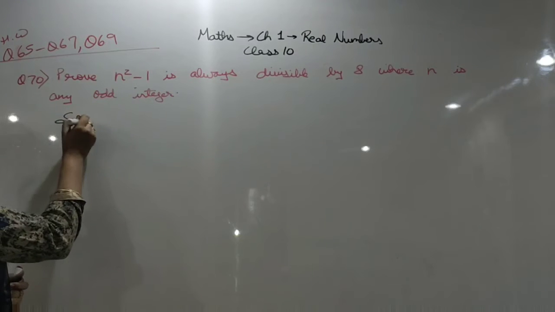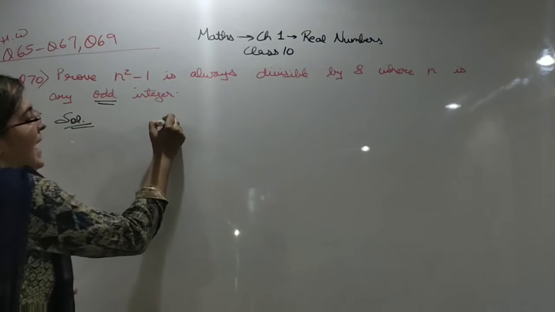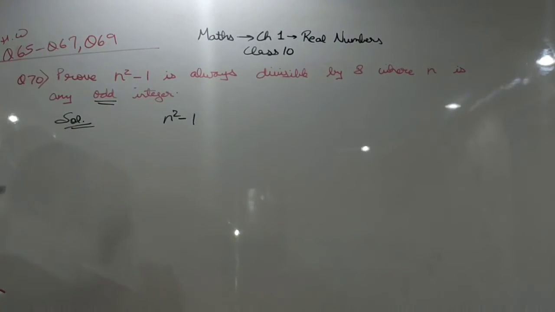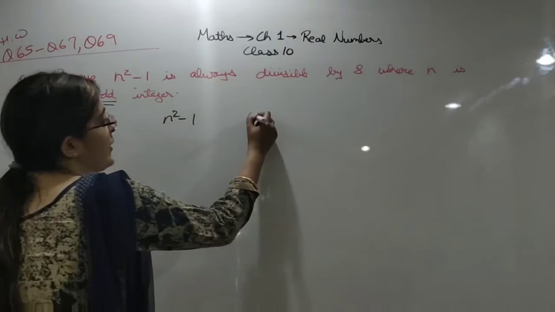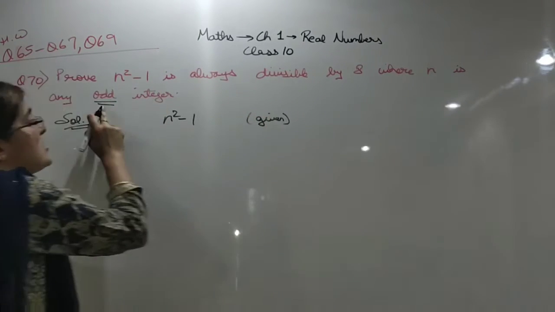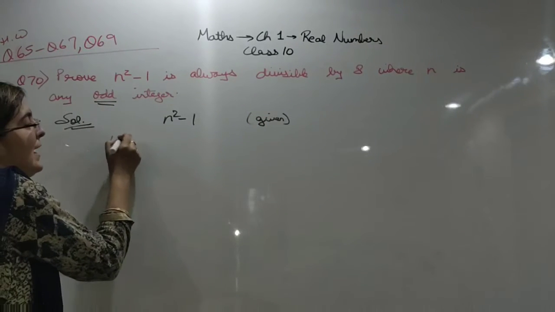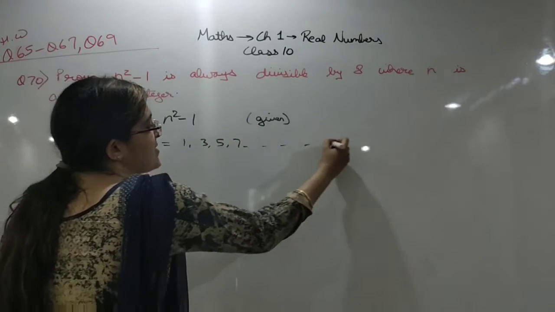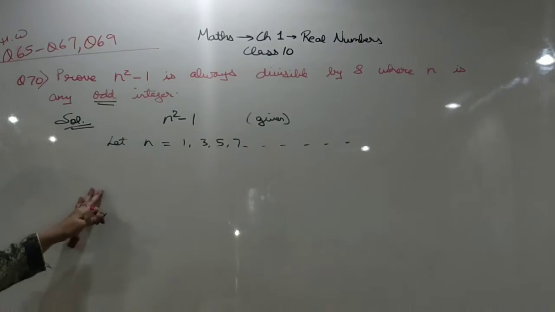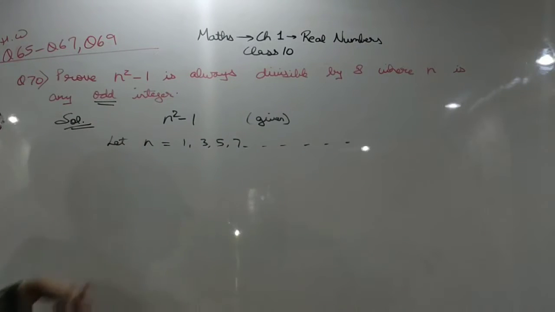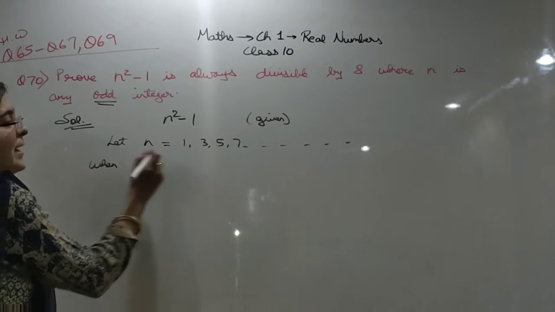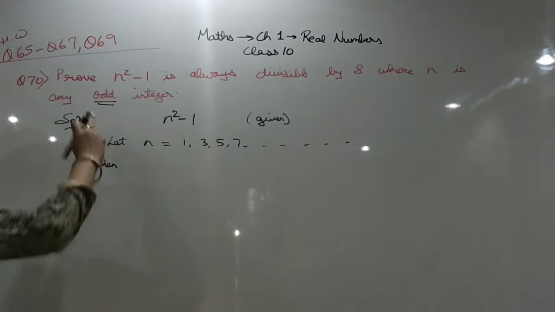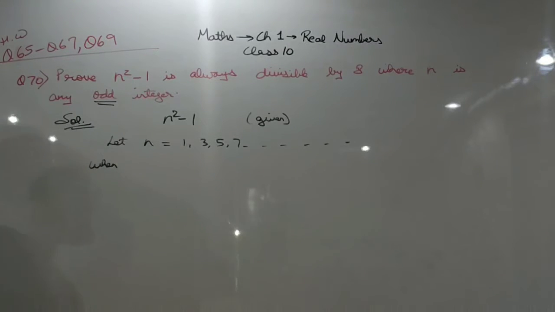Clear? So let's start. What number is given? N square minus 1. It is saying that prove that n square minus 1 is divisible by 8. So we will keep the values of n, it is always an odd number. So let n be equal to 1, 3, 5, 7 and so on. We can keep the values of n and check it out. Why are we keeping 1, 3, 5, 7? Because n is any odd integer.